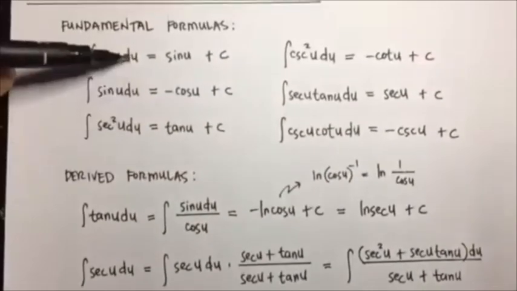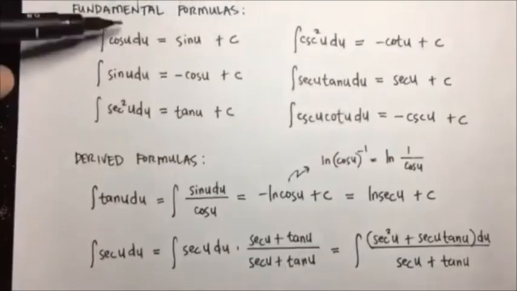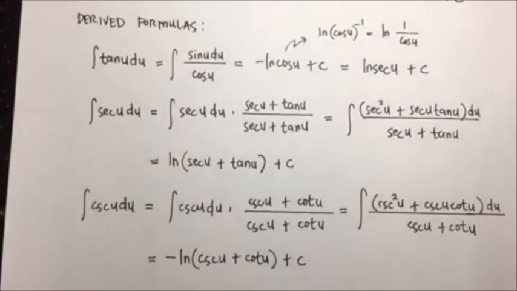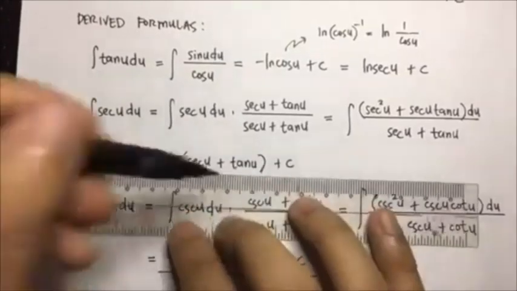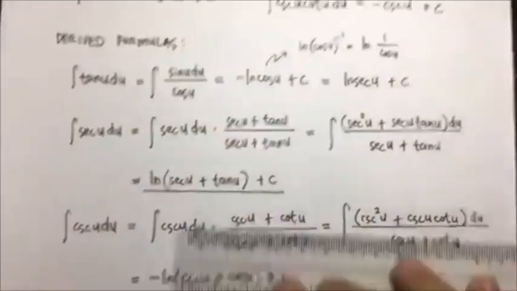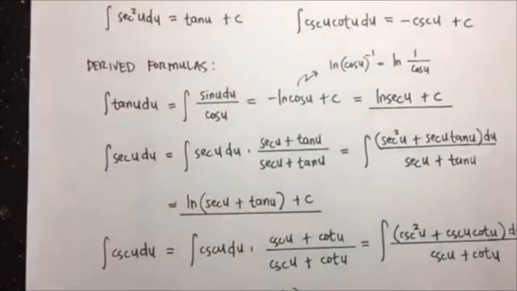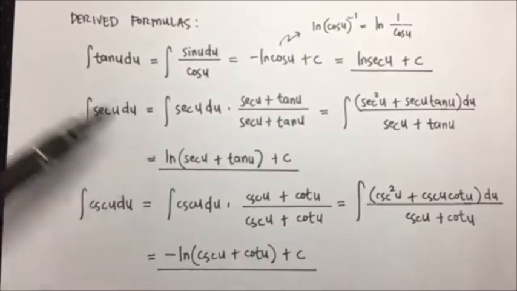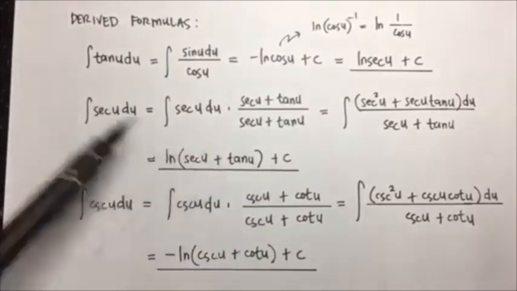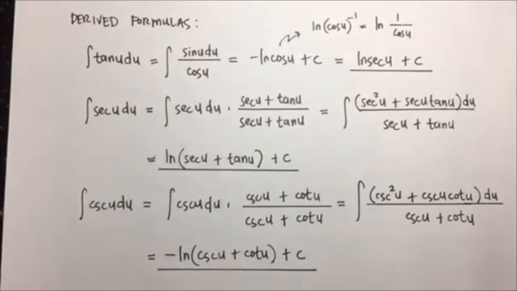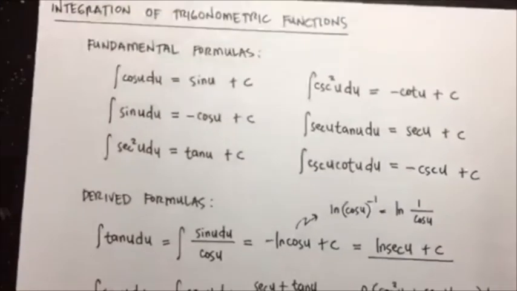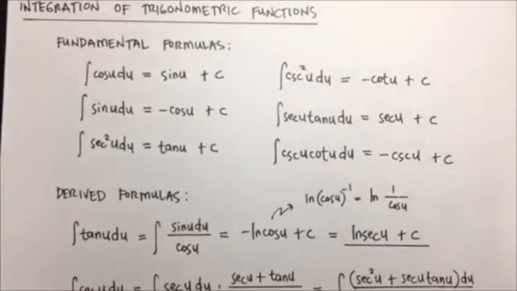So you have to memorize all these 9 formulas: 1, 2, 3, 4, 5, 6, 7, 8, and 9. No need to derive them in the derived formulas, you can apply them directly. If you forgot a formula, you can always derive it to make sure. So that's it. Let's apply those formulas in some examples.